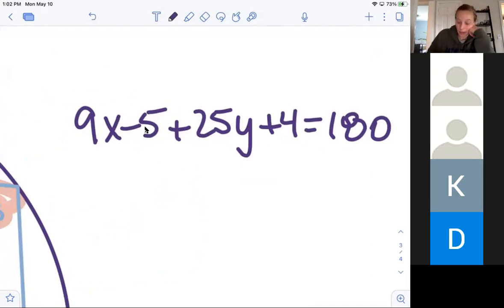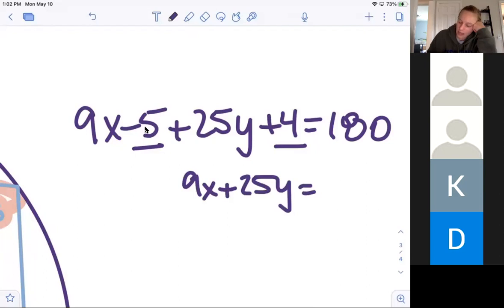Before I write the other one, I'm going to combine my constants and then move them to the other side. So I've got 9x plus 25y equals negative 5 plus 4, which is negative 1. And then I have to add it to the other side, so I get 181. So that's one of my equations.